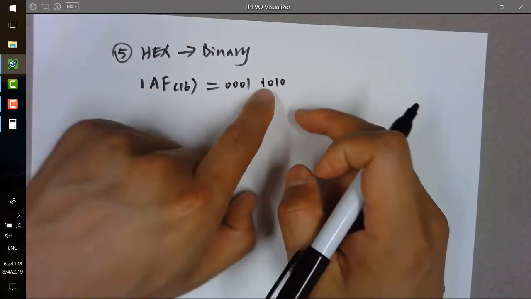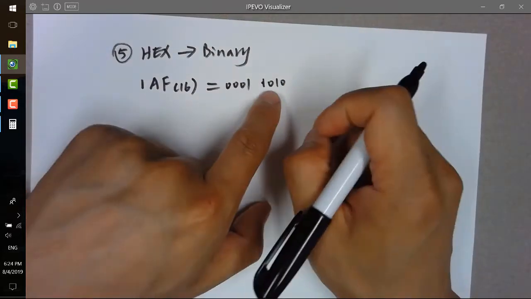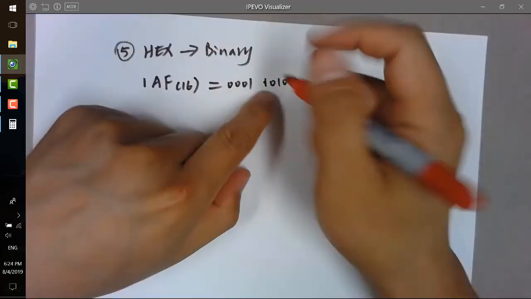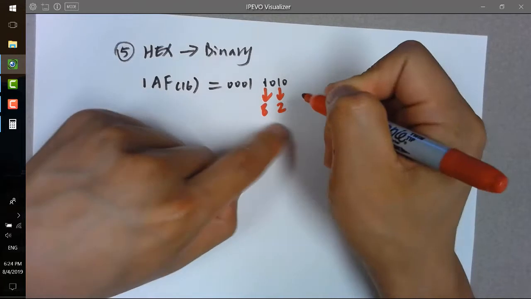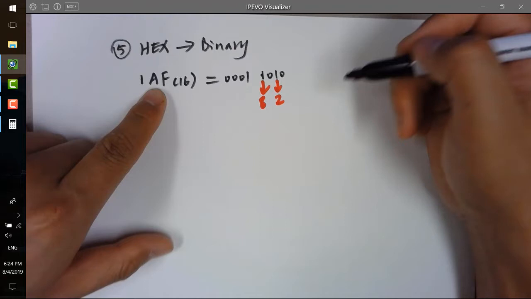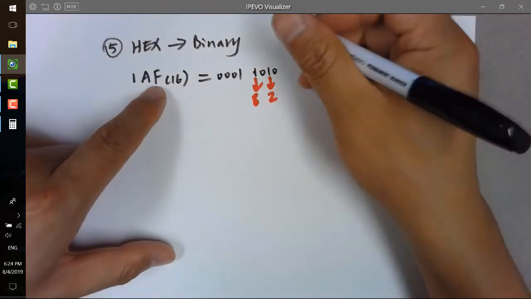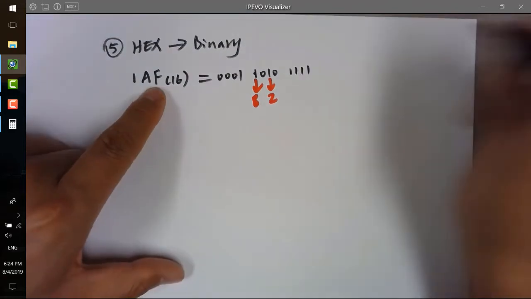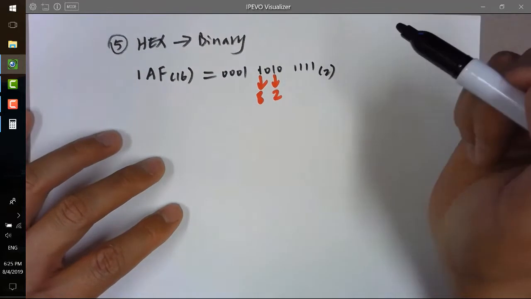If you are more familiar with binary numbers, you actually know that this is going to be 10. The reason is this digit represents 8 and this digit represents 2. So 8 plus 2 is 10. But don't worry about this right now. You will be more familiar with this later. And F is 15, okay? So that's how you convert a hex number into a binary number.